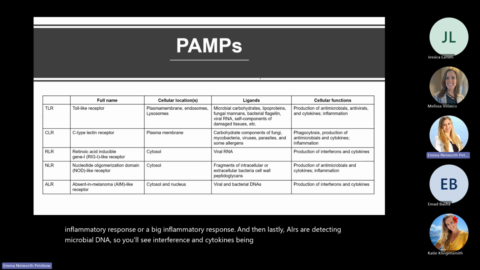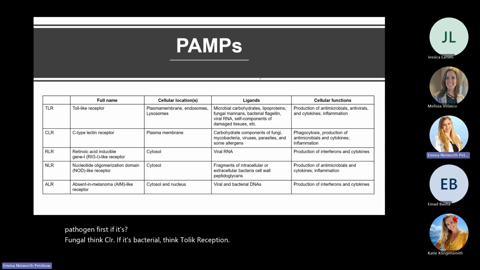Classically, how I would summarize this, if a pathogen's viral and inside of a cell, think RLR or ALR as being who's going to respond to it first. What receptor is going to bind to something of that pathogen first. If it's fungal, think CLR. If it's bacterial, think toll-like receptor. So that's typically how I'd break those down.